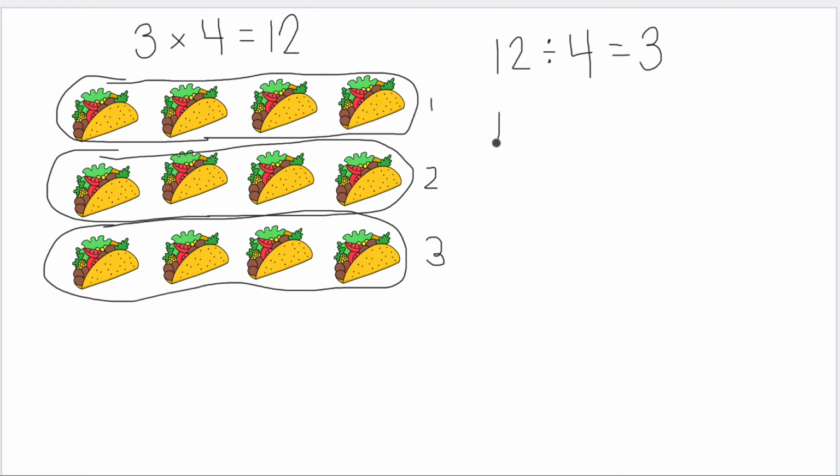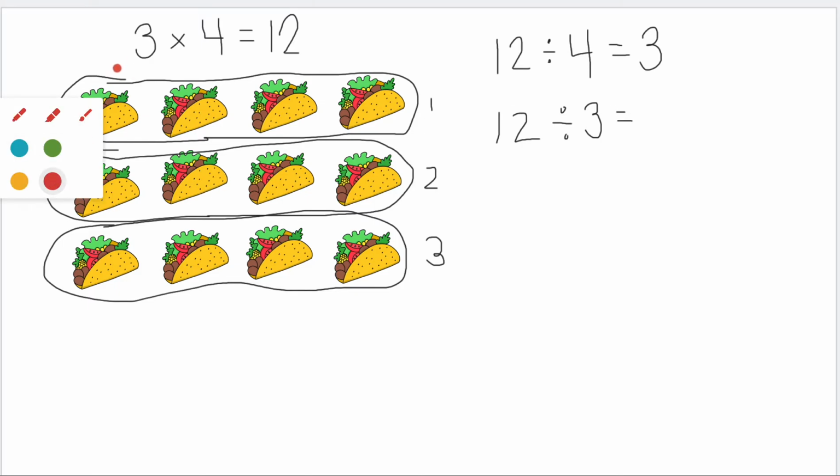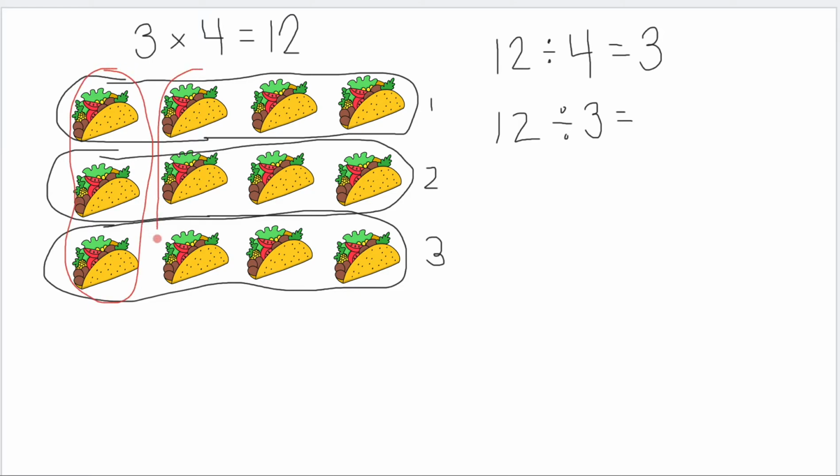If we wanted to solve 12 divided by 3, we could use our same array. This time we could put our tacos into groups of 3. So here's one group of 3, 2 groups of 3, 3 groups of 3, 4 groups of 3. So 12 divided by 3 equals 4.